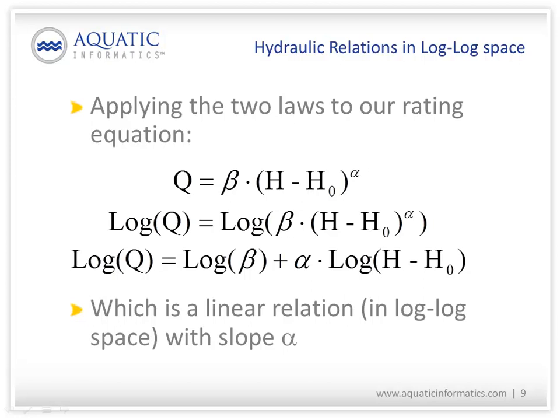Secondly, we're going to break apart everything on the right-hand side of the equation using the two laws of logs. The first law of logs allows us to separate the log of the coefficient, so that it is that plus the log of everything to the right of it. Then we use the second law of logs to roll the exponent down in front of the log of h minus the point of zero head. So at the end of the day, in log-log space, we have a linear relation: a line with a slope of alpha, a slope equal to the exponent of our rating equation, and an offset of log of beta.